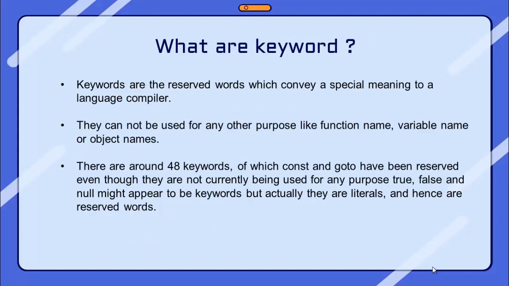What are keywords? Keywords are the reserved words which convey a special meaning to the Java compiler. They cannot be used for any other purpose like a function name, variable name, or object name. There are around 48 keywords, of which const and goto have been reserved even though they are not currently being used. True, false and null appear to be actually literals, and hence they are reserved keywords.